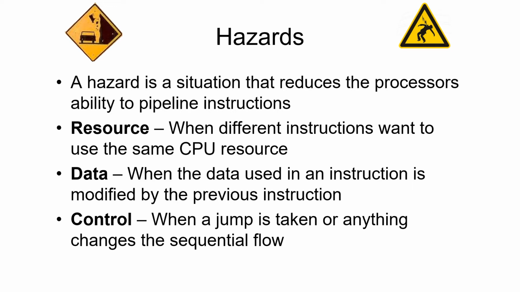Resource hazards, when different instructions want to use the same CPU resource. One of them will have to wait and one of them can access the resource. There are data hazards, when 2 instructions want to access the same information. Typically when one instruction is using a piece of data and the next one is going to want it. And control hazards occur only with a jump.